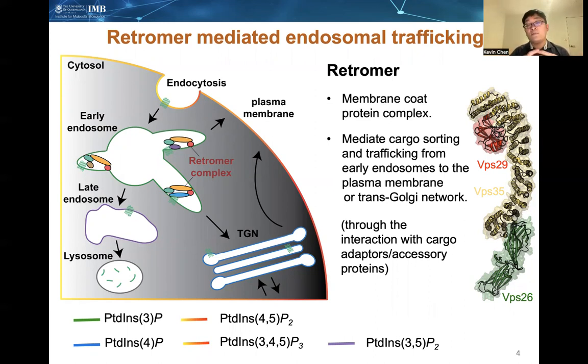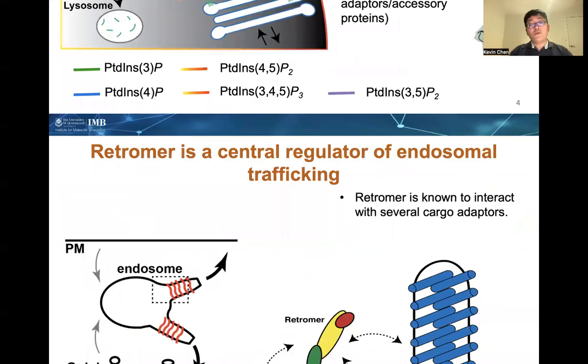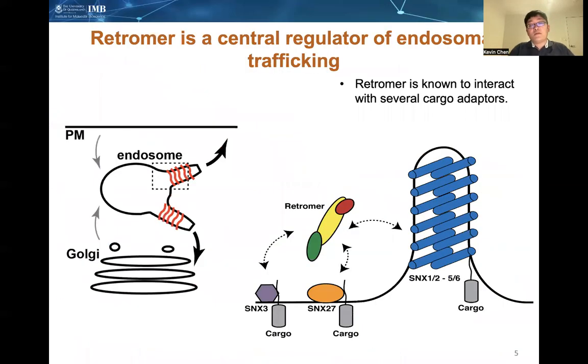Of course, it cannot do this by itself. It is required to traffic cargo, in this case receptors and ion channels, and works together with different types of proteins. That's how the trafficking process works. As I briefly mentioned on the previous slide, retromer cannot carry out the trafficking process by itself. It requires interacting with multiple different types of proteins.